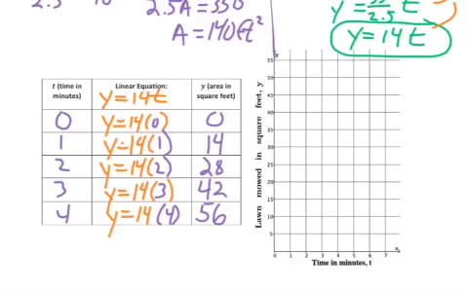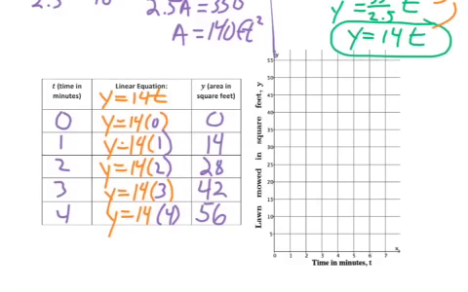Okay, so there we've been able to complete a table, and one thing you can notice is how the numbers are changing on the right side of our table. You notice how it is increasing by the same amount each time. It's increasing by 14 each time. So let's take a look at how that appears on a graph.